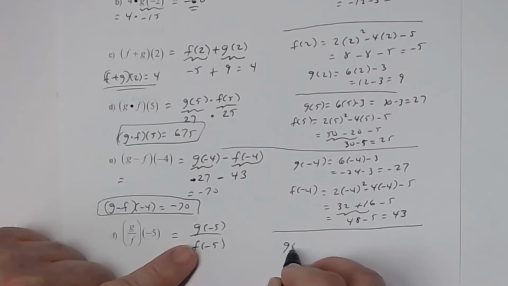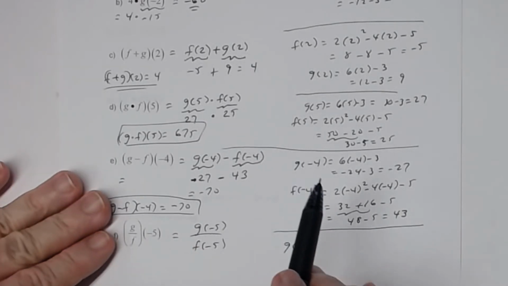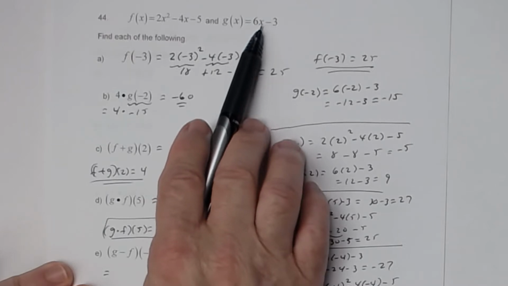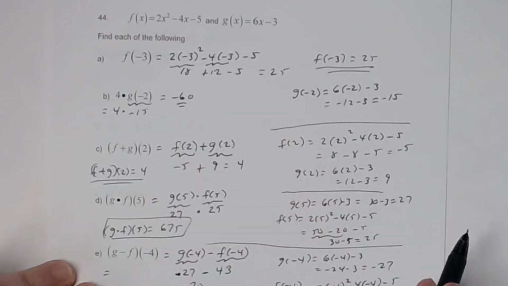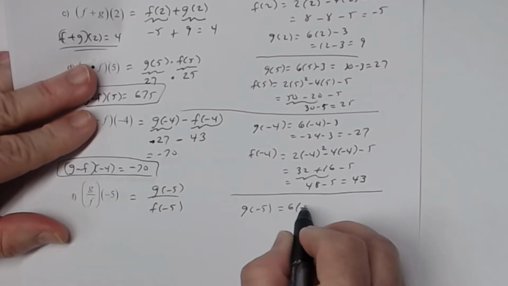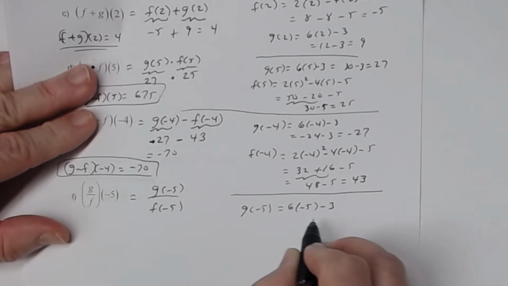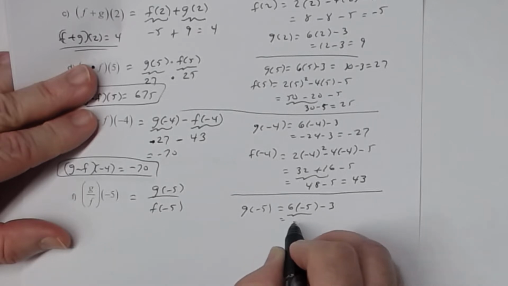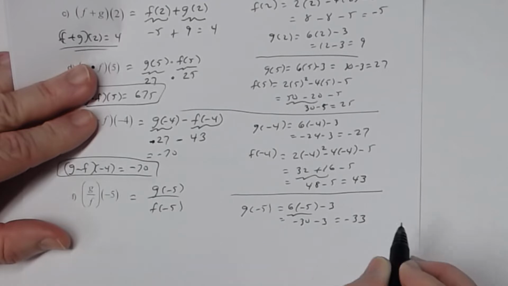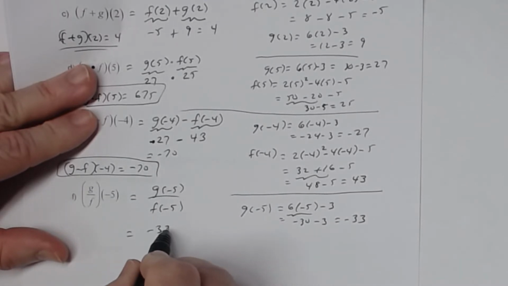So g of negative 5, remember you go to your function g, which is this linear function, 6x minus 3, and in place of x, you're going to substitute negative 5. So you're going to say that's going to be 6 times negative 5 minus 3. 6 times negative 5 is a negative 30, and negative 30 and negative 3 is a negative 33. So that's the numerator.